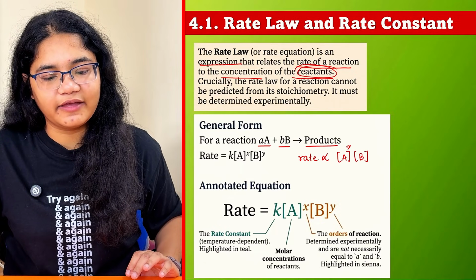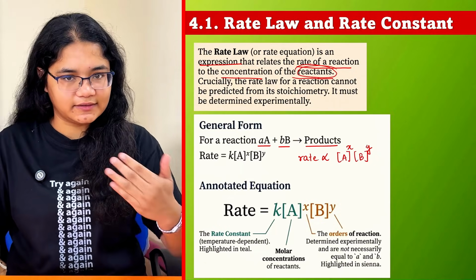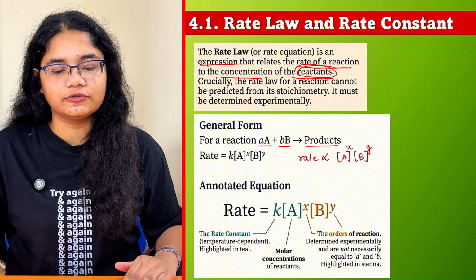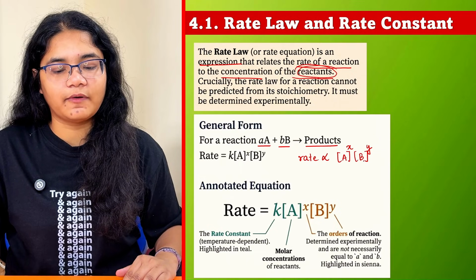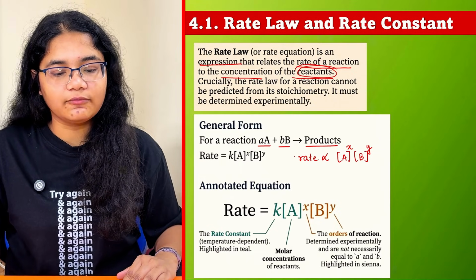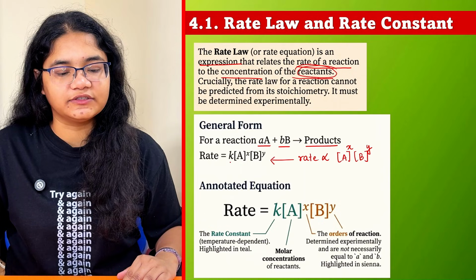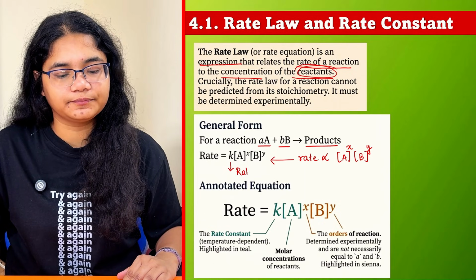Okay, here we give X and Y something. What is that? We will understand in a few slides. So rate is proportional to A because A is a reactant here, B is a reactant here. So proportional to A to the power of X and B to the power of Y. Now to remove this proportionality, we multiply a constant which is called the rate constant.